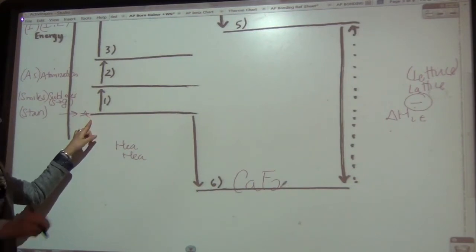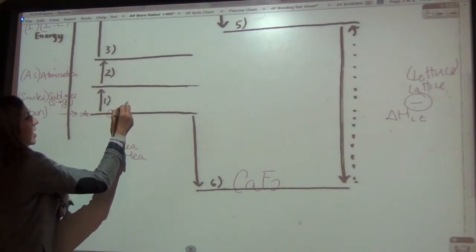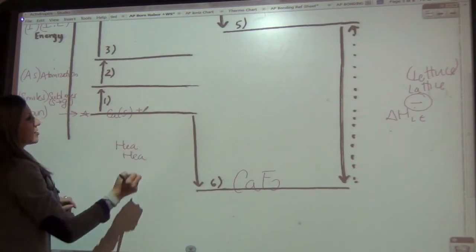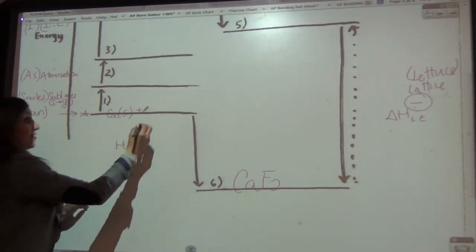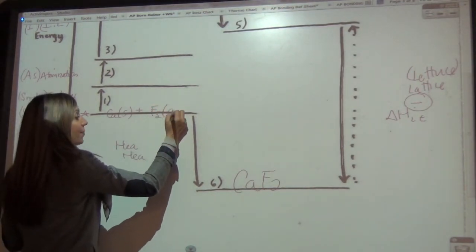What is calcium in its standard state? Solid. Ca solid plus. And now, what is fluorine in its standard state? F2 gas. Now, it is balanced.